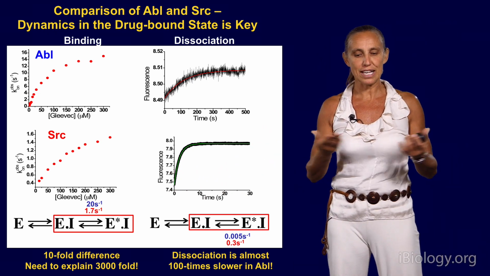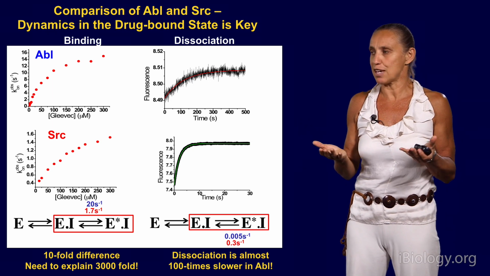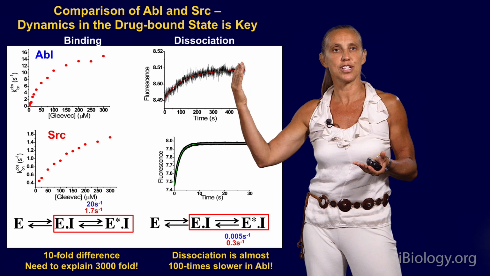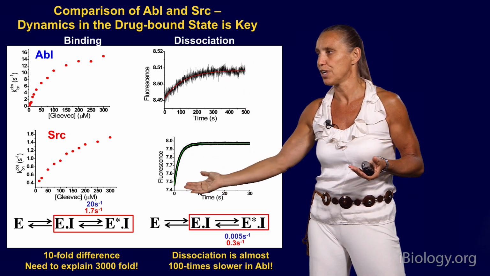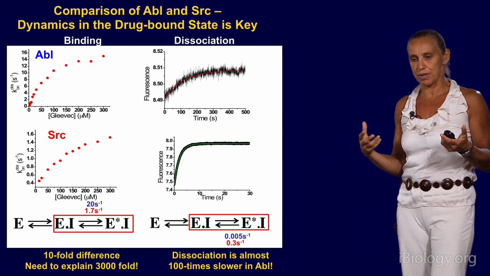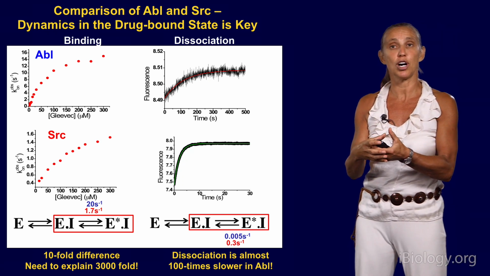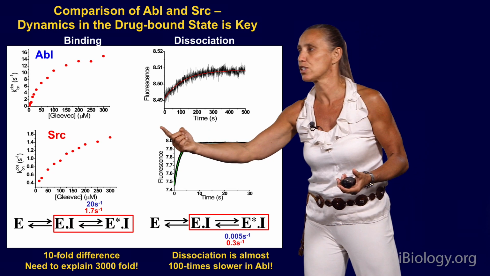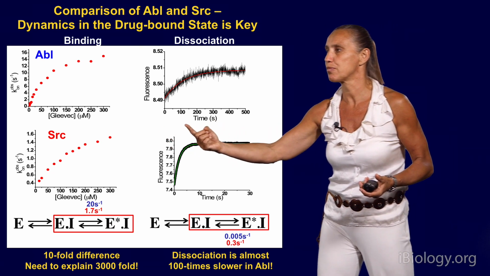But in order to complete the energy landscape of binding, of course, we also have to consider the reverse reaction, dissociation, how fast the drug comes off. And for that, you do one more experiment. You start with the drug-enzyme complex and you quickly dilute to get the dissociation. And let's look at this amazing big difference.